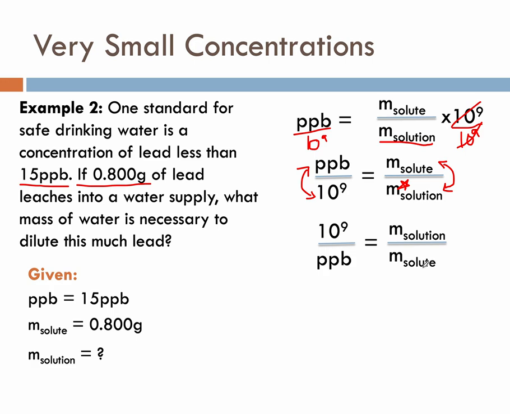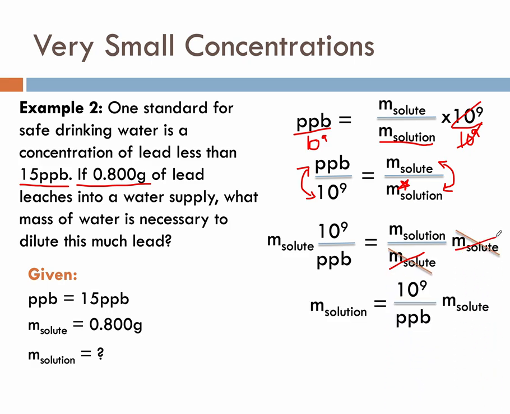Now I'm almost there. I need to get rid of that mass of the solute on the bottom, so I'm going to multiply both sides by mass of the solute. That'll cancel my mass of the solute here. There it goes. And I'll just write it forwards. So the mass of my solution is equal to 10 to the 9 divided by the parts per billion that I've got, multiplied by my mass of the solute. Now you toss in all your numbers. So 10 to the 9 divided by the parts per billion, that's the concentration I'm going for, which is 15 parts per billion. The mass of the solute is the mass of the lead that's leached in, which is 0.800 grams.